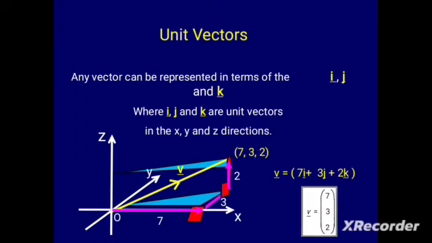If you want to find the coordinates of vector v, then it is 7, 3, 2 in column vectors. In column vectors we don't write i, j, k, we just take the numbers. So it is in terms of x, y, z: for x it is 7, for y it is 3, and for z it is 2. So we have vector v is 7, 3, 2.